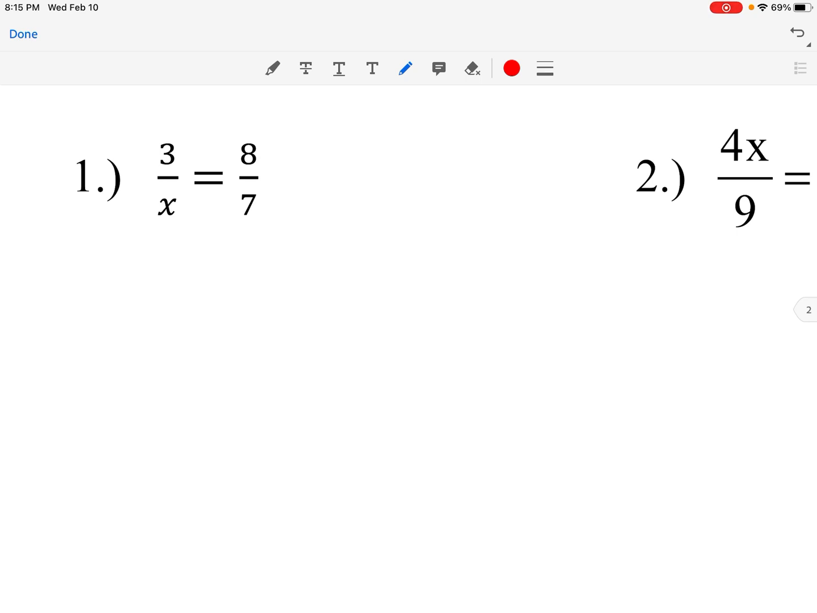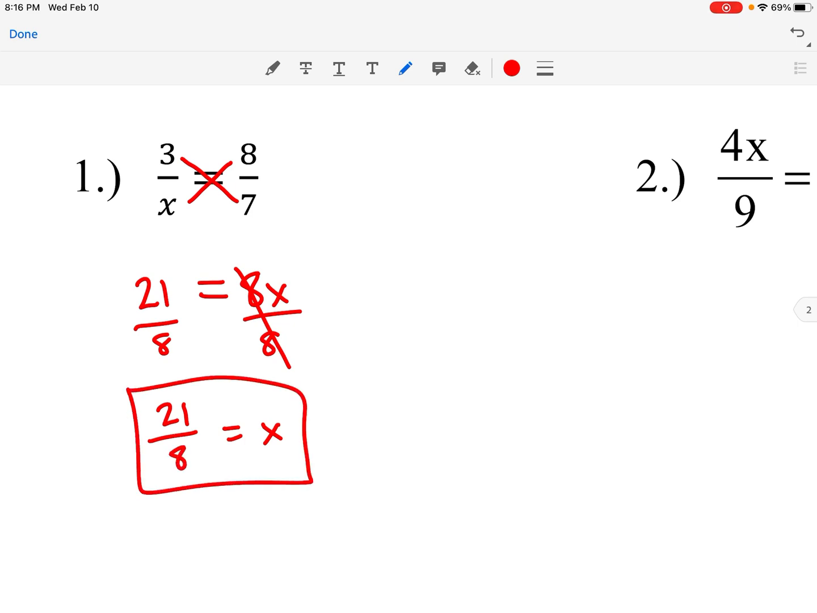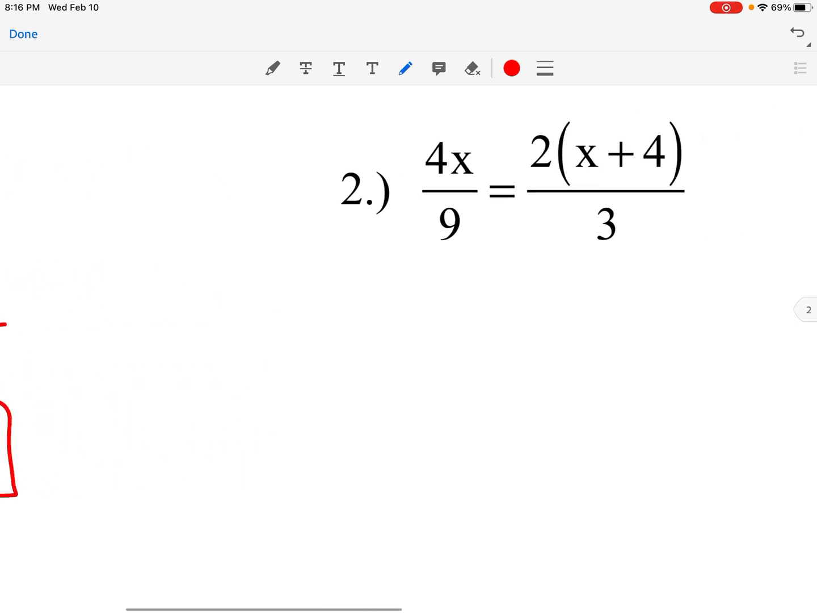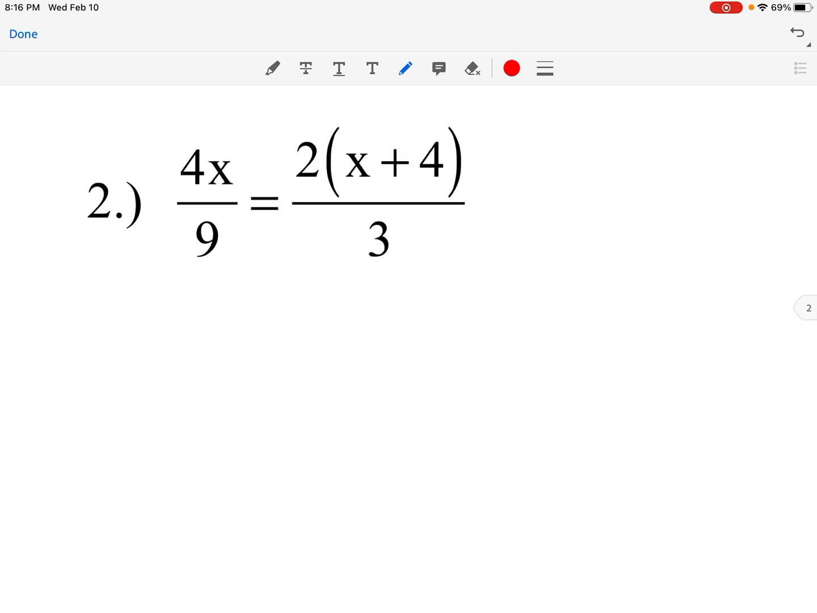How that works is we multiply across, so 3 times 7, which is 21, and we still have our equal sign in the middle, and then we multiply across this way, equals 8 times x. Now we have a new equation we just solve, so we divide by 8 on both sides. That cancels, and we get x equals 21 over 8, which doesn't reduce, so we can leave it like that. Let's try this next one. It's still a fraction equal to a fraction, even though it's a little more complicated, so we can still cross multiply.